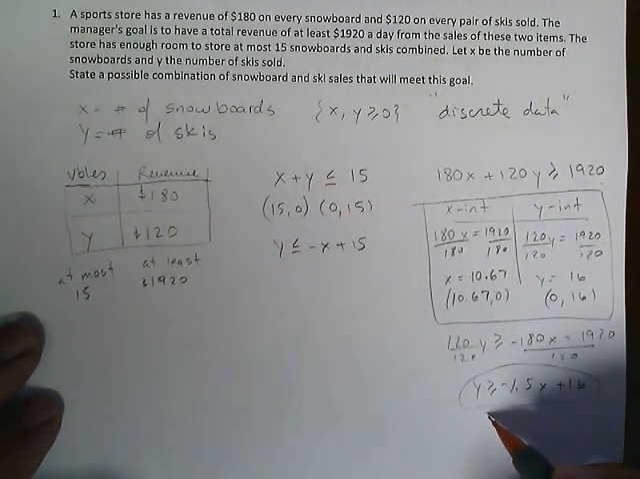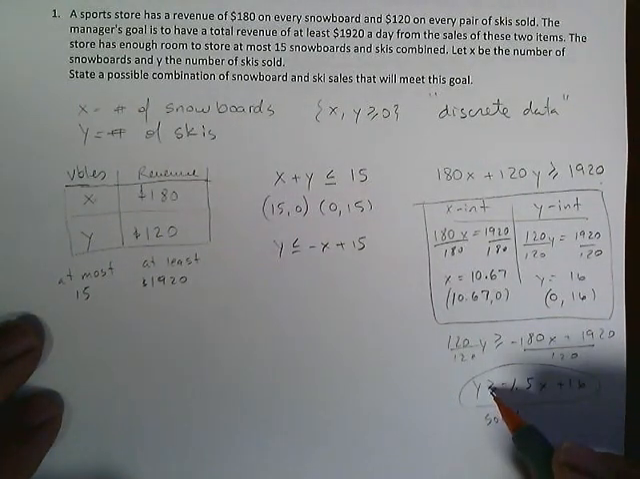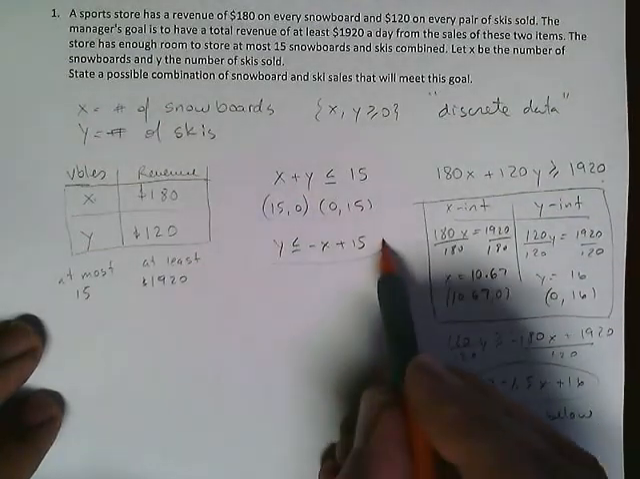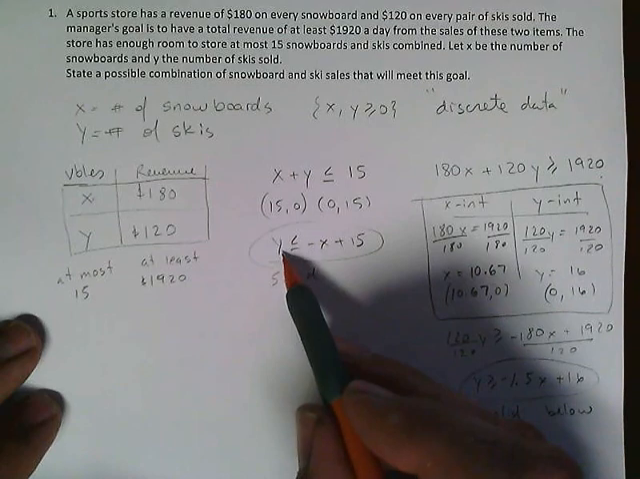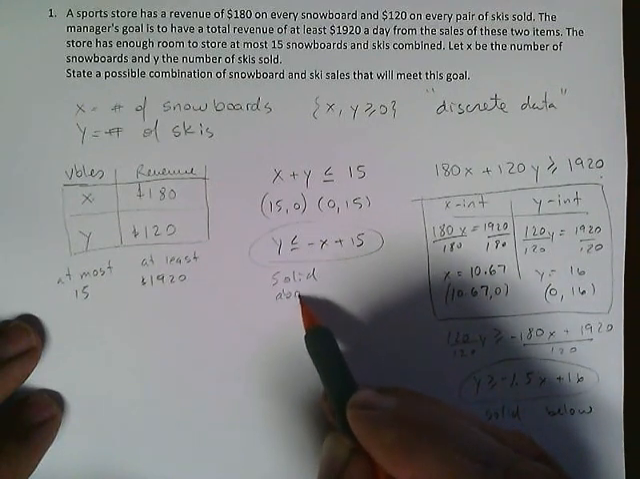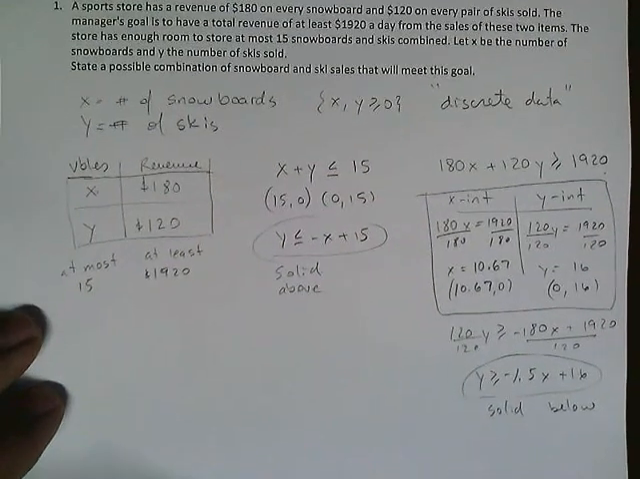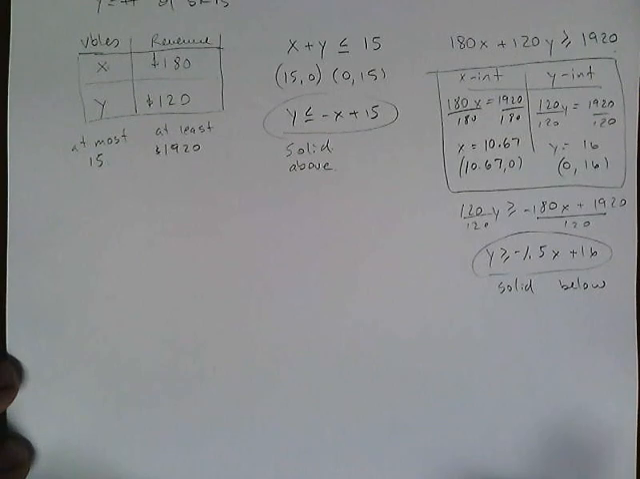So we will say that it's solid, and what we're shading above is true, so we shade below. Let's make those two notes there, and this one solid and above is true, so we'll shade above. So it's just telling you what kind of line and that we're shading above. So there you have all the information you need for a graph.